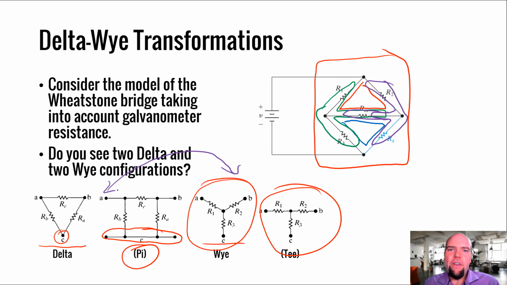And we can do that. We have a conversion that will take a delta configuration and convert it to an equivalent Y configuration. Or it can take a Y configuration and convert it to an equivalent delta.